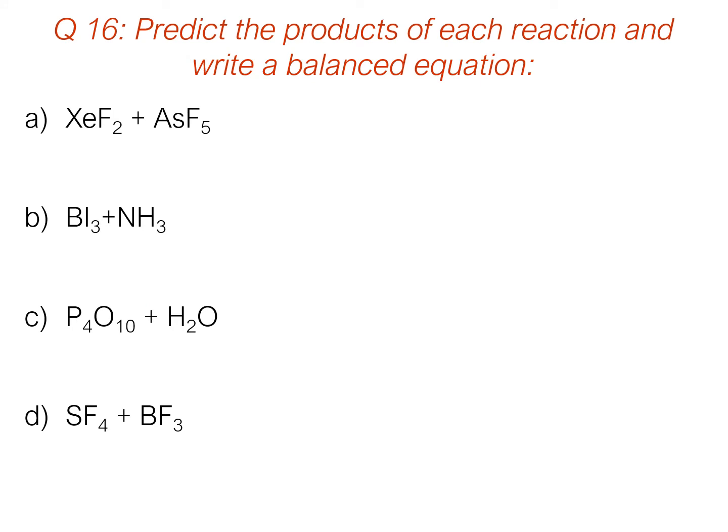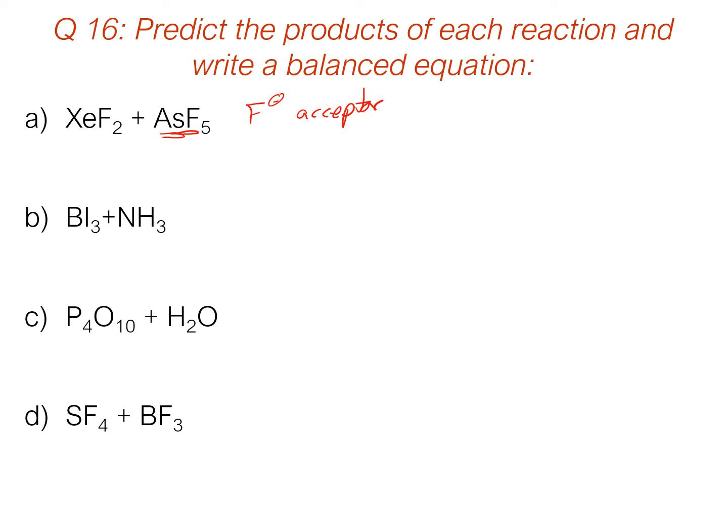In question 16, we're given some chemicals reacting with each other. We're asked to predict what the products are going to be and write a balanced equation for the reaction. So the first one, part A, is with xenon difluoride and arsenic pentafluoride. If you remember the last 2 videos, where we were looking at group 17 and group 18, arsenic pentafluoride turned up in both of them, and that's because this is a fluoride ion acceptor.